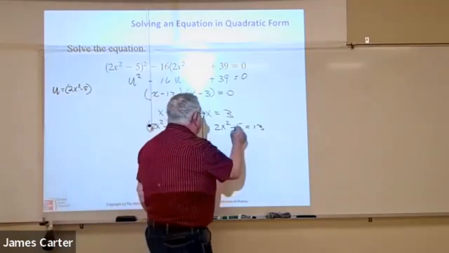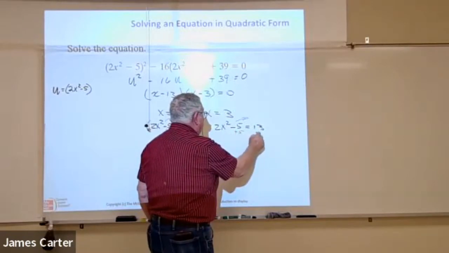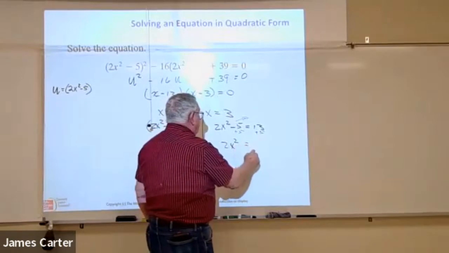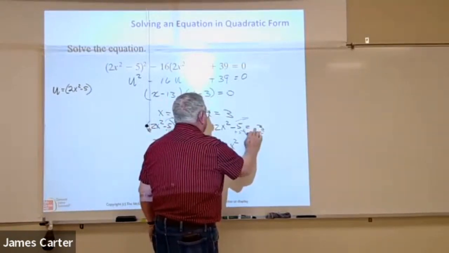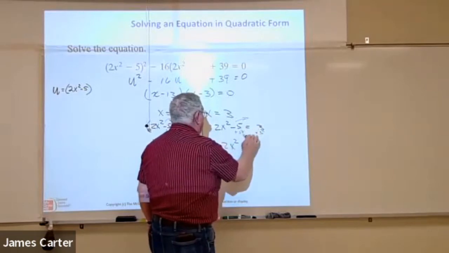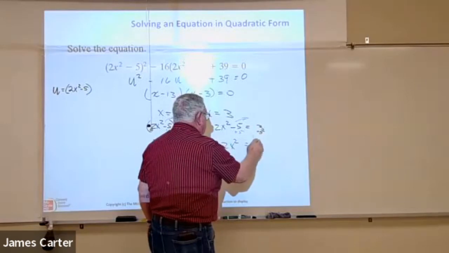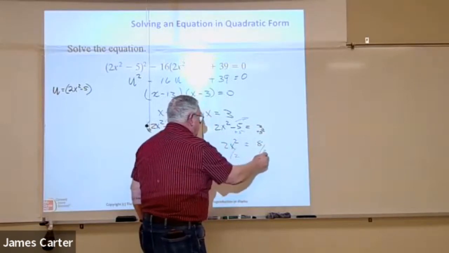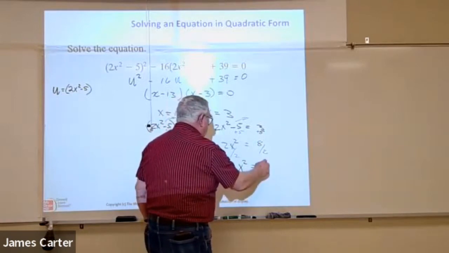Likewise, over here, I have to do the same thing. Plus 5 plus 5. 2x squared equals 18. Oh, this should be a 3 right here. So that should, well, that 5 should still be there. So this should be an 8. Divide both sides by 2. x squared equals 4.